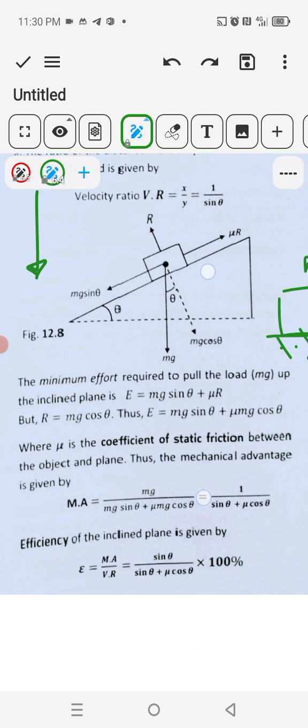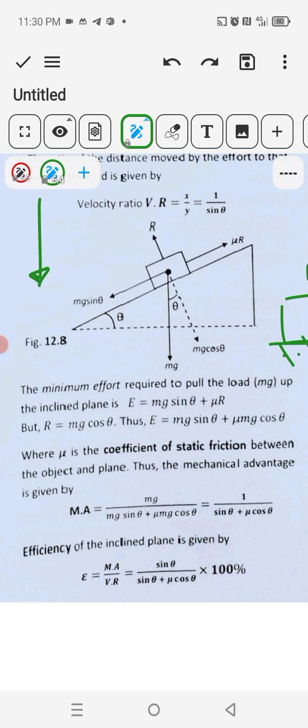So what will be the effort if there is friction? If there is friction, this will be acting backwards like this. You understand? These two forces will be acting backward, mg sin theta and mu R, where mu is the coefficient of friction. So the effort will now be in this direction, E.